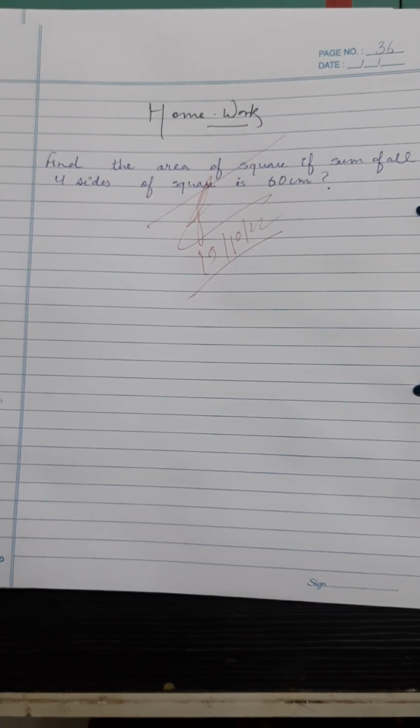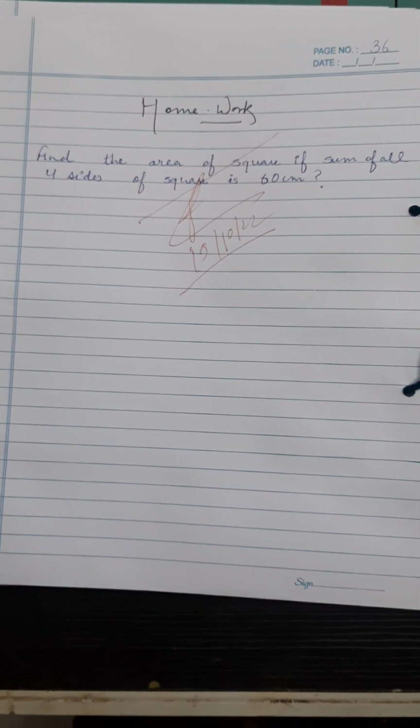At the last, you have to give them the homework: find the area of square if the sum of all the four sides of a square is 60 centimeter.